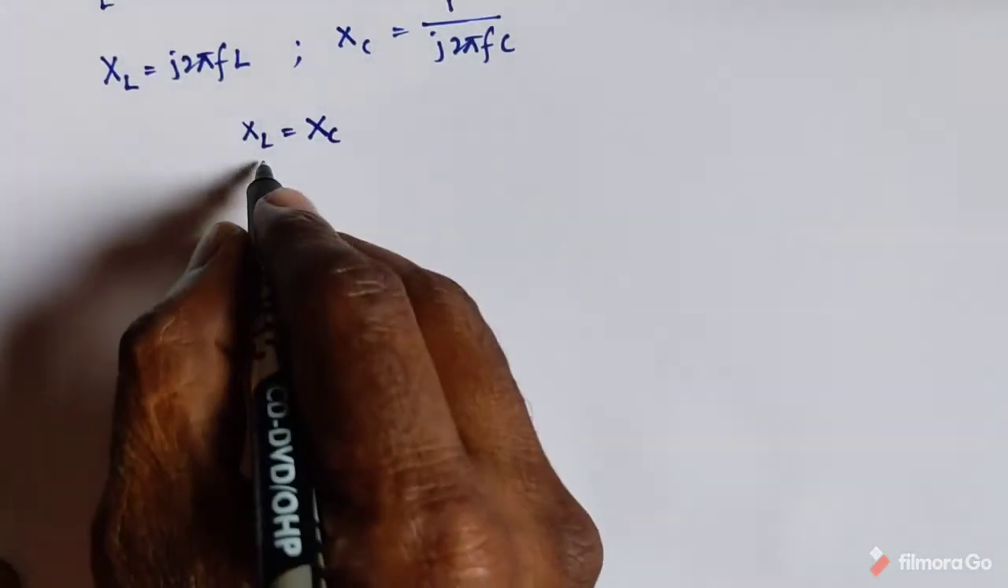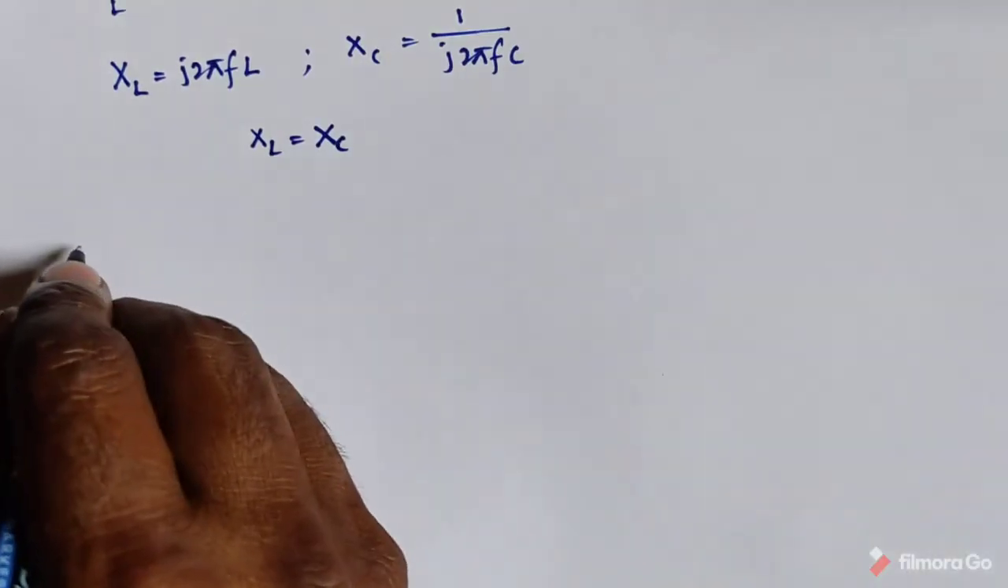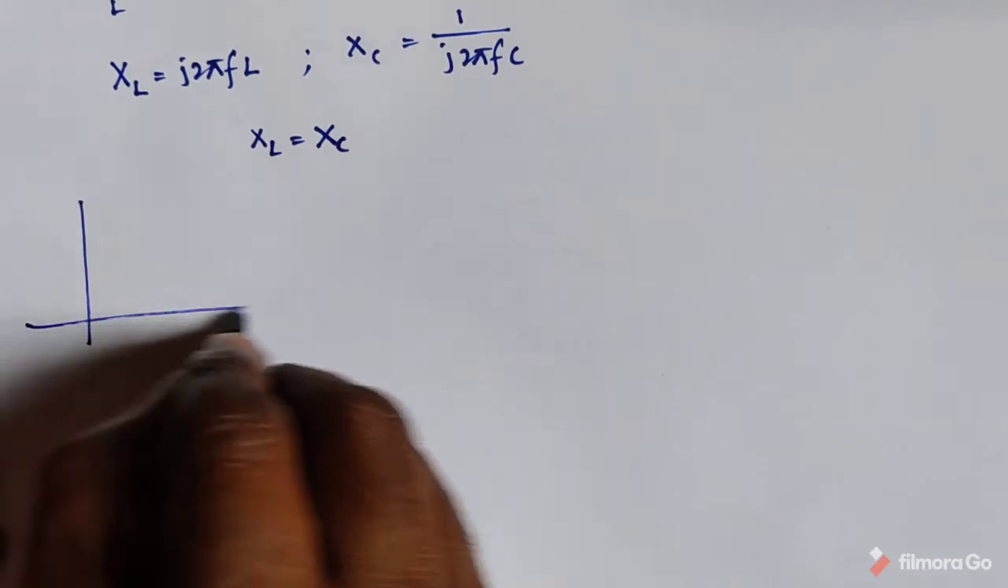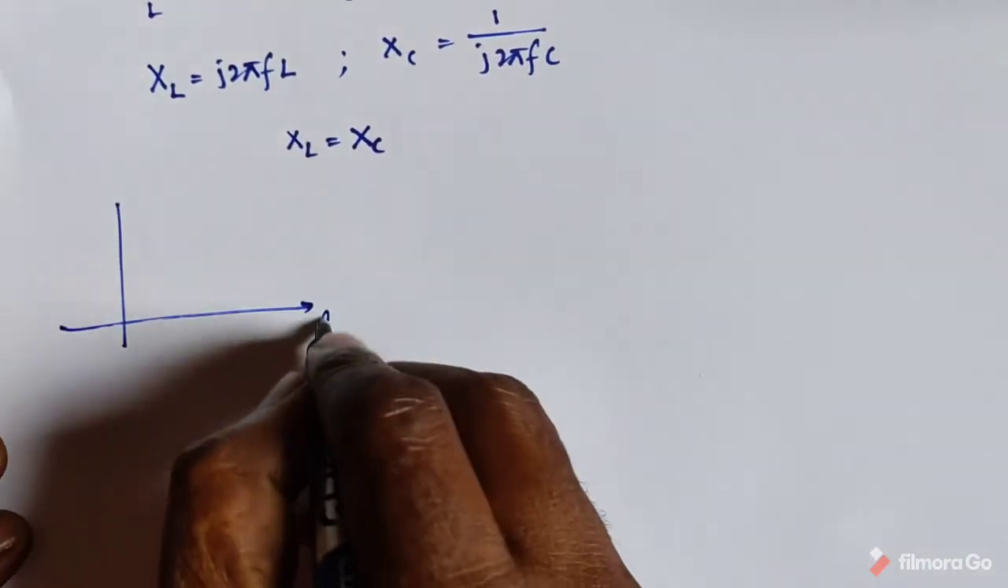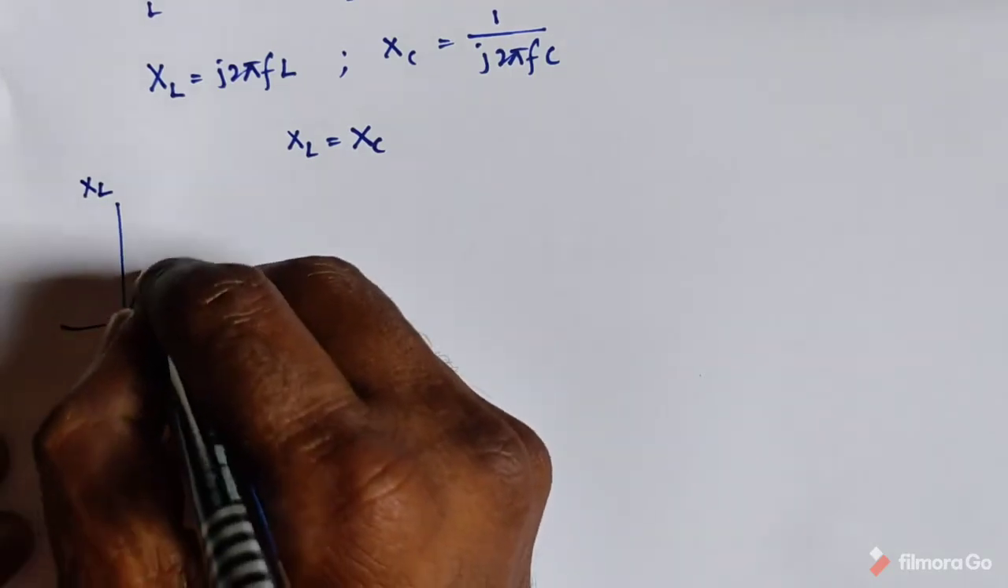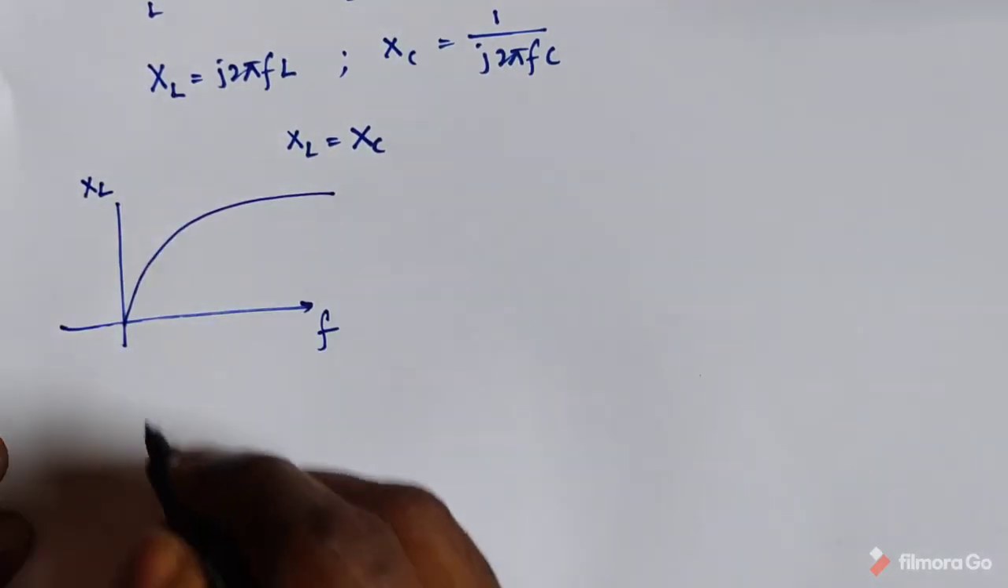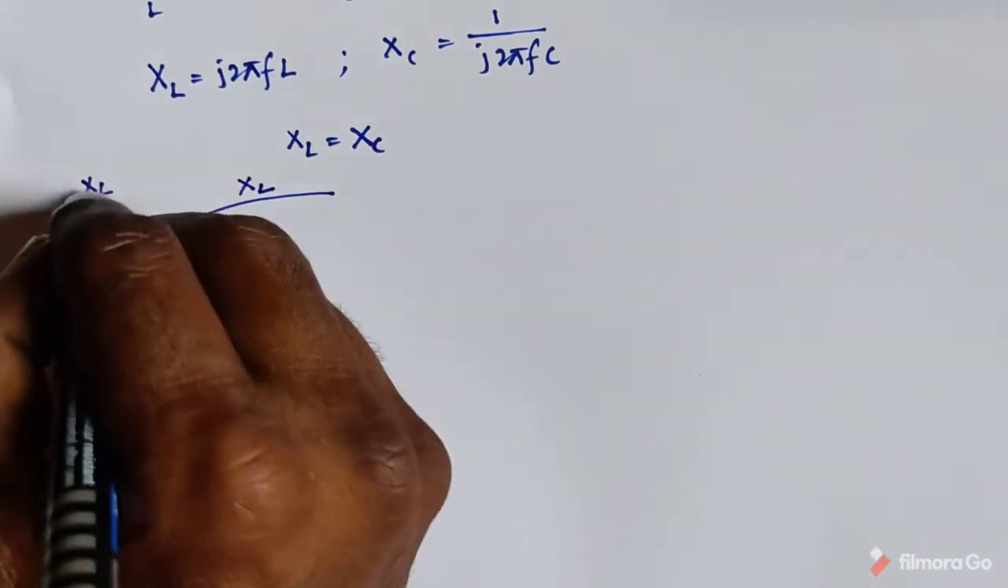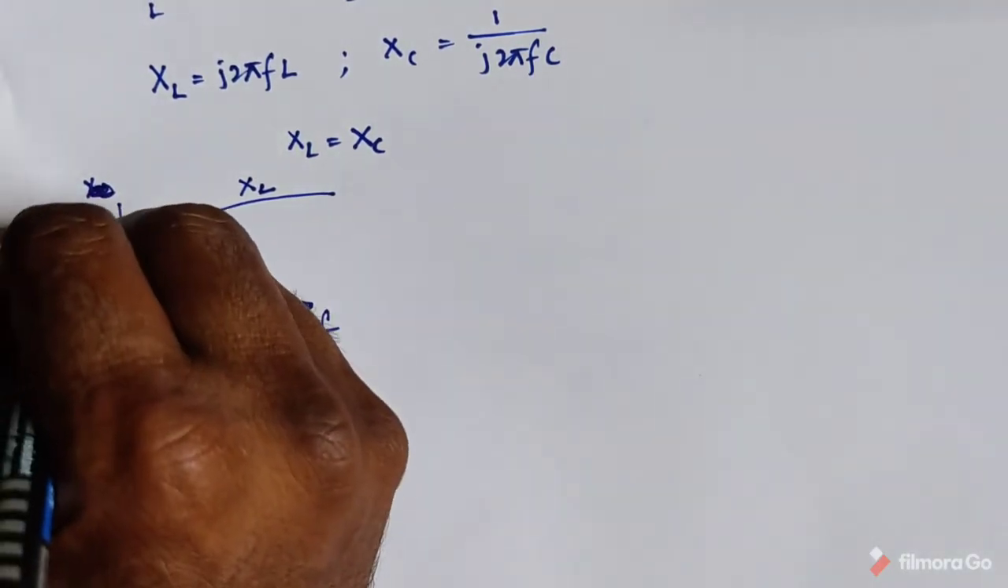For the XL condition, in a single diagram of frequency and XL, this is the actual representation, for XL only. Simply you can take both reactances.